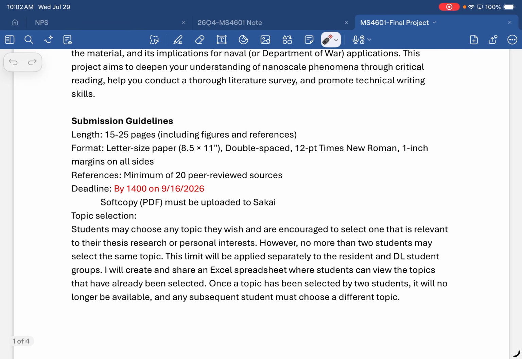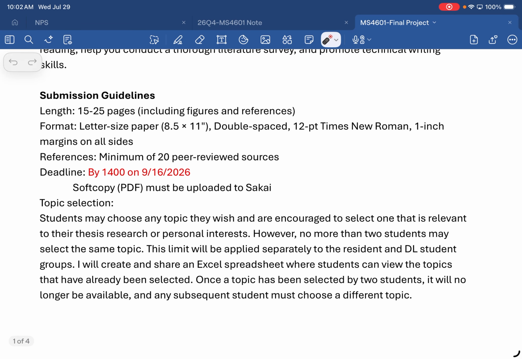In terms of topic selection, you can choose any topic you like. I strongly encourage you to select one that is relevant to your thesis paper or personal interest. If you can choose a topic that is relevant to your thesis work, that is very desirable, because you can think of this as some level of preliminary work or literature search.